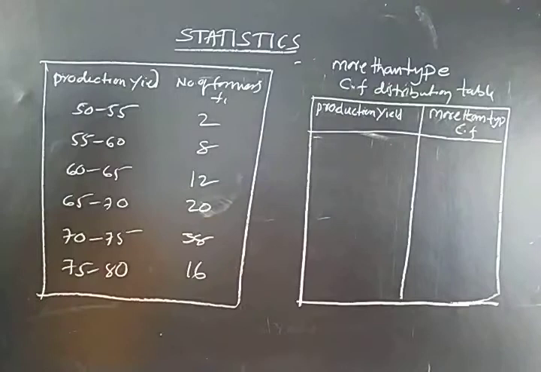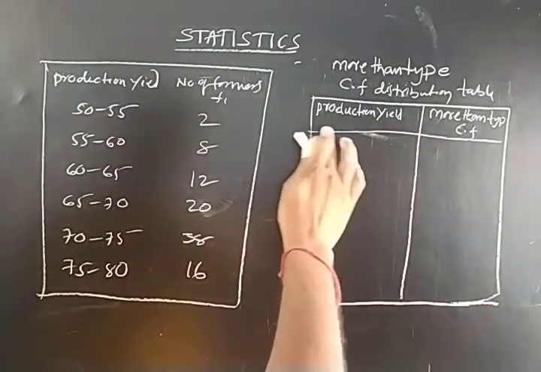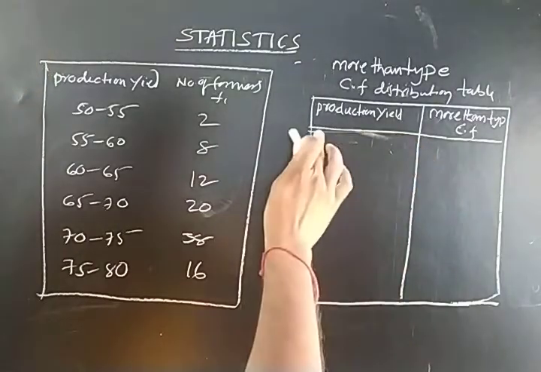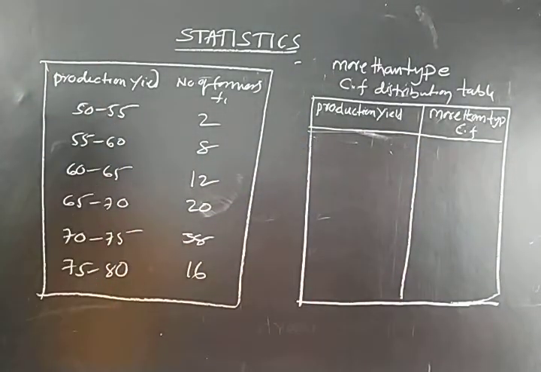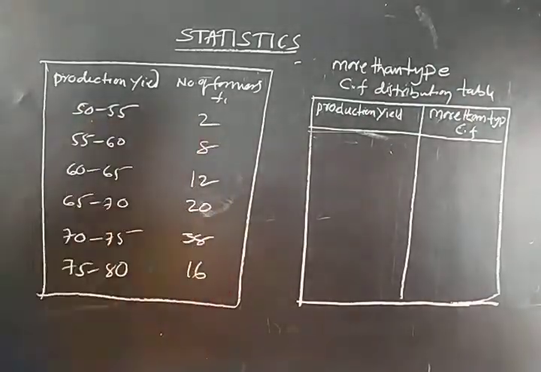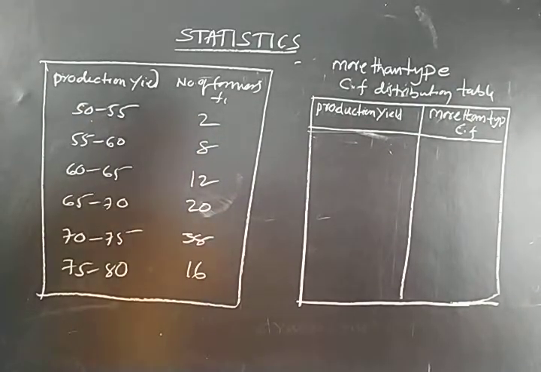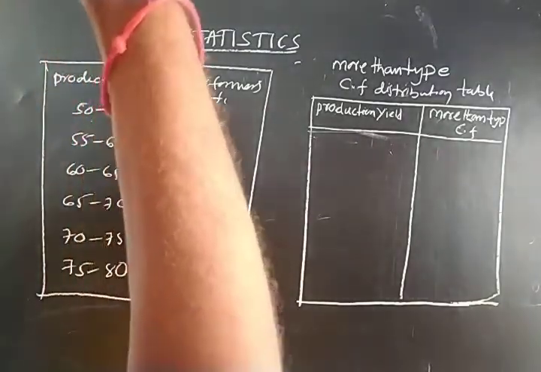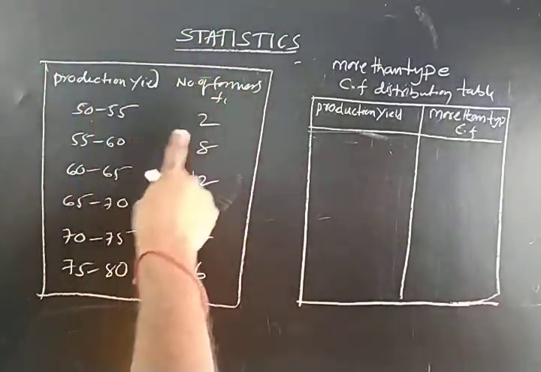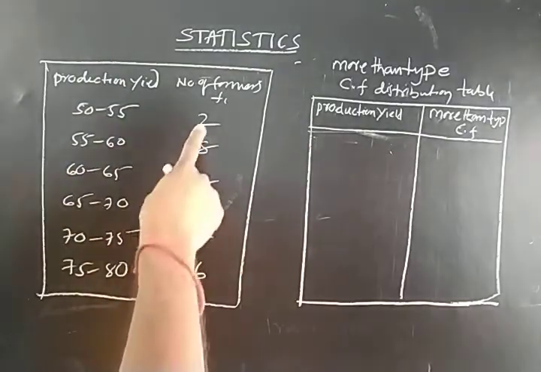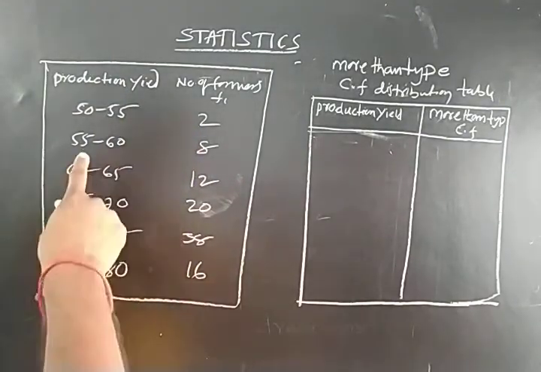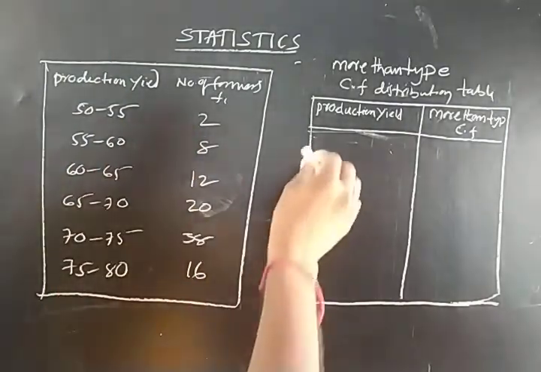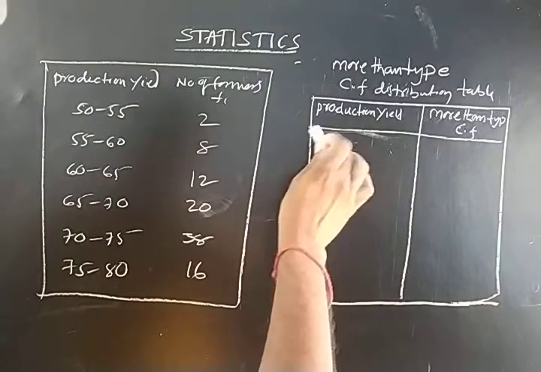Here we should take more than 100. Sorry, here we should take lower limits. So 50 to 55 kgs per hectare, 2 farmers are getting. 55 to 60, 8 farmers. So I need more than 50.